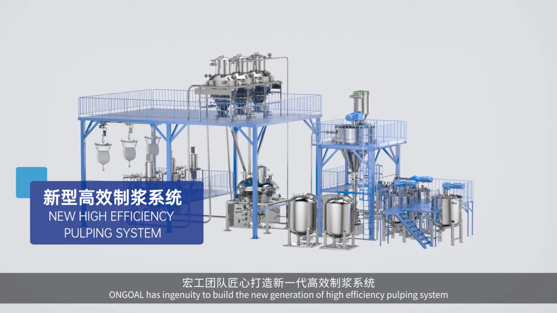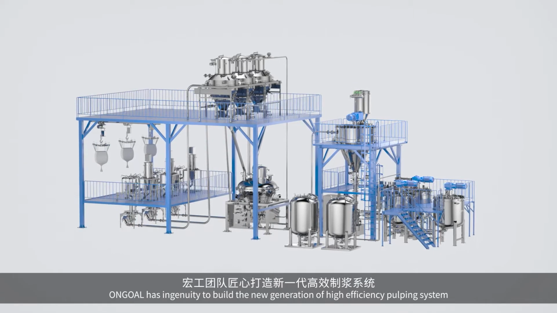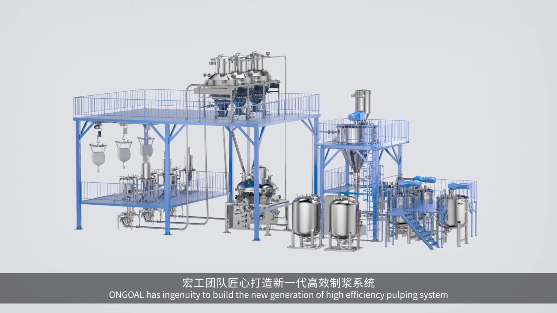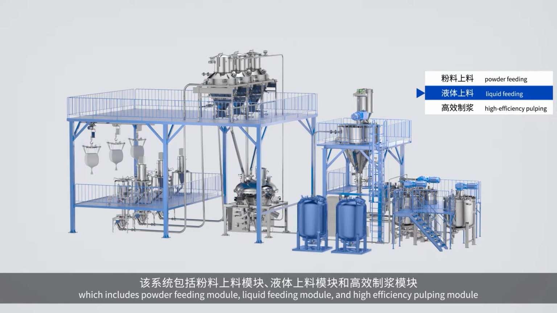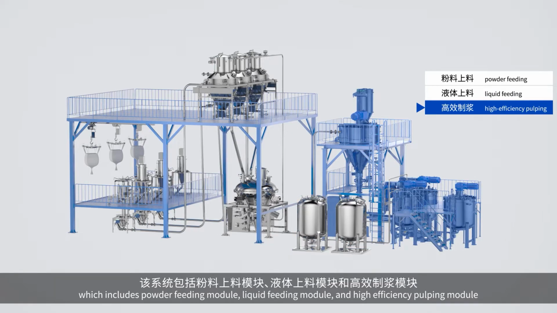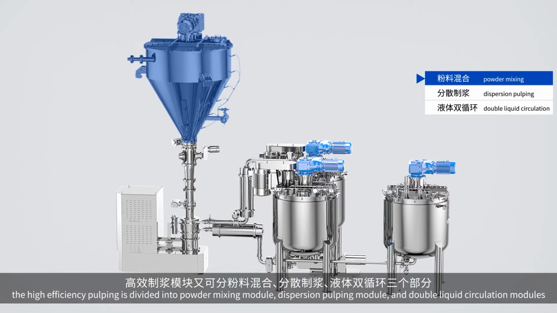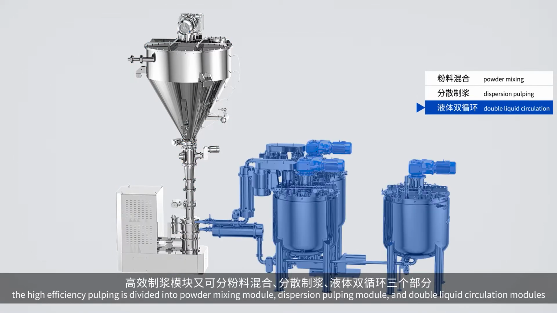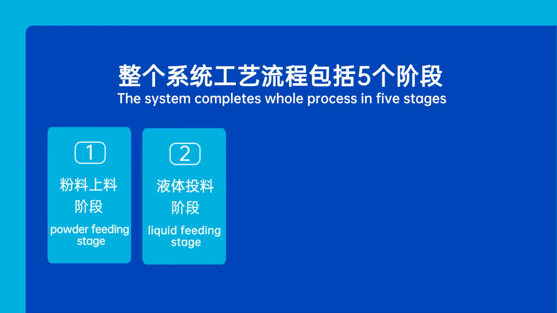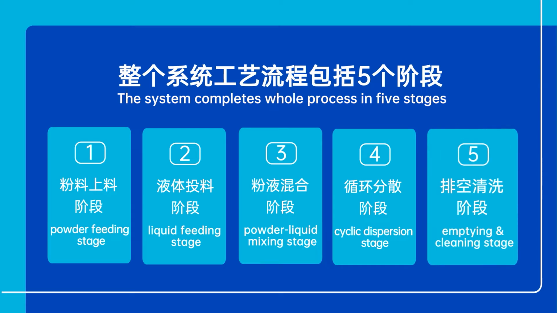ONGOAL has ingenuity to build the new generation of high-efficiency pulping system, which includes power feeding module, liquid feeding module, and a high-efficiency pulping module. The high-efficiency pulping is divided into powder mixing module, dispersion pulping module, and double liquid circulation modules. The system completes the whole process in 5 stages.